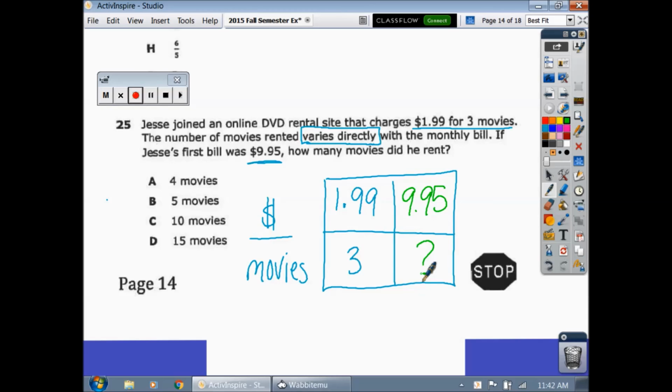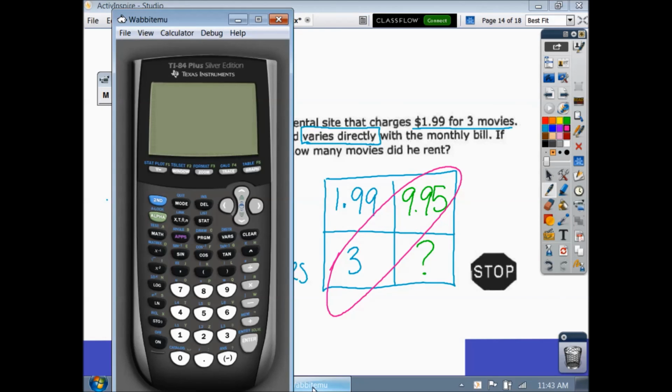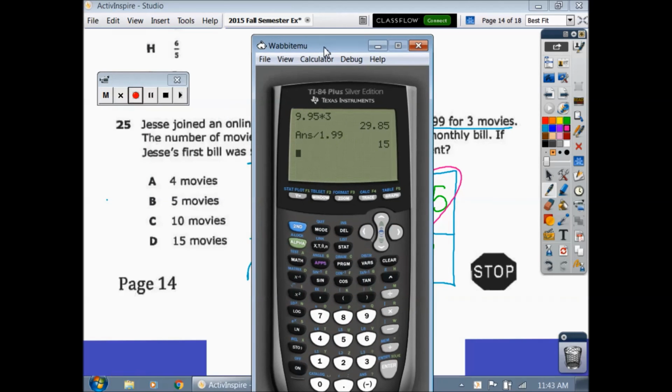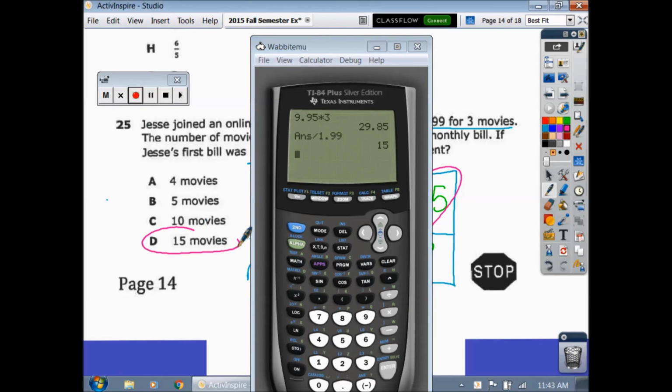If you go back to 6th, 7th, and 8th grade to solve a basic proportion like this, you look at the numbers that are across from each other, $9.95 and 3, so we cross multiply those two. We'll do $9.95 times 3. You get $29.85, and you divide by the leftover number there. And it will tell you that you can rent 15 movies.